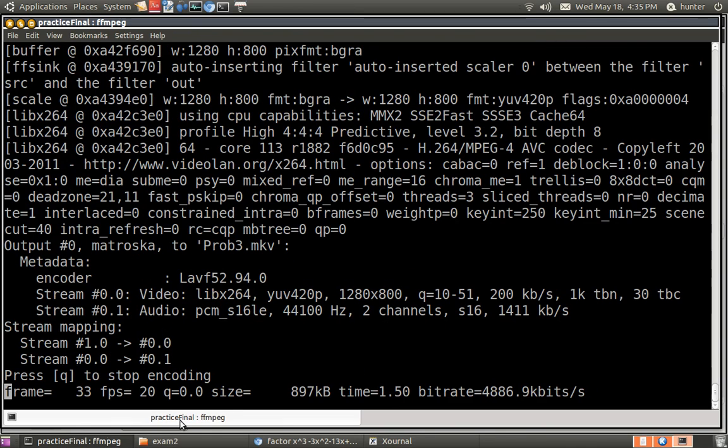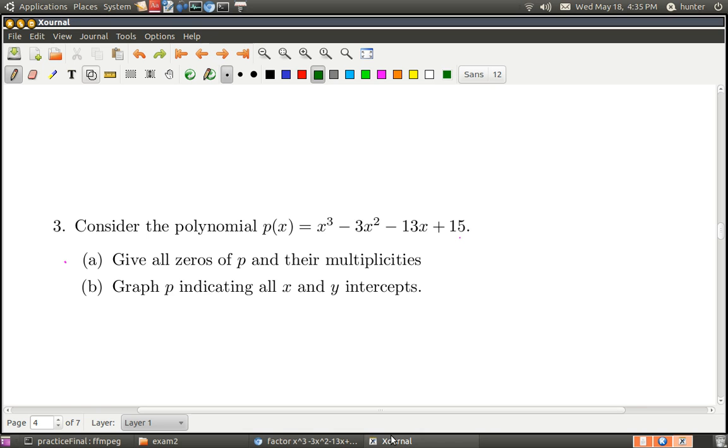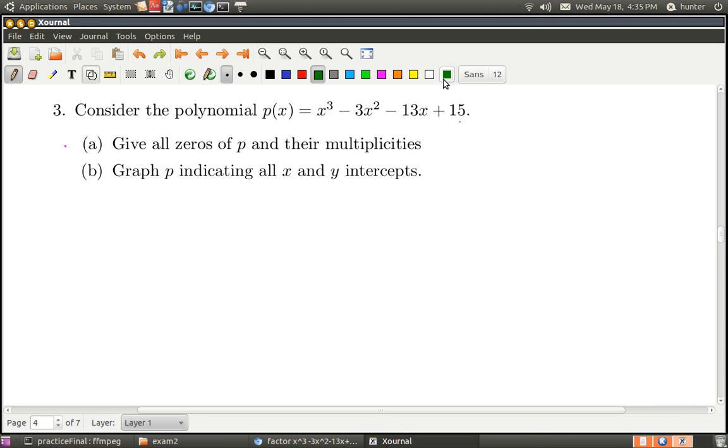Okay, let's do problem 3 on the practice final. It is another polynomial question. And so it says, consider this wonderful polynomial, and A is give all zeros and their multiplicities. Okay, so basically we need to factor this polynomial. That means we need to know what its roots are.